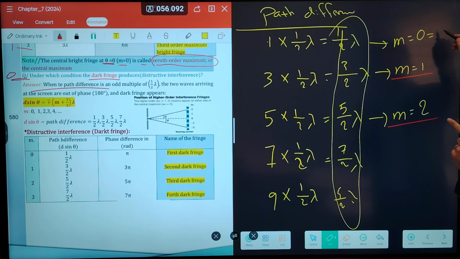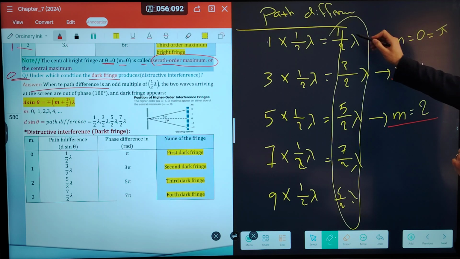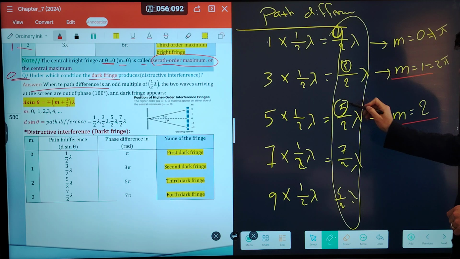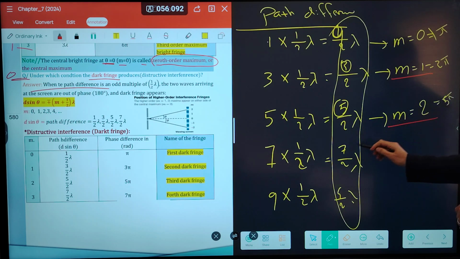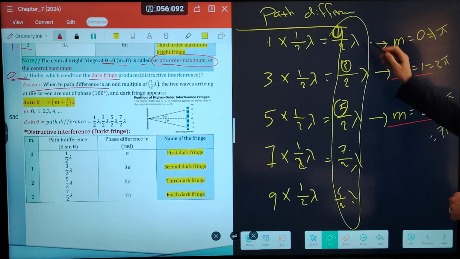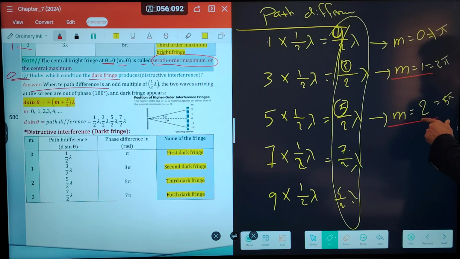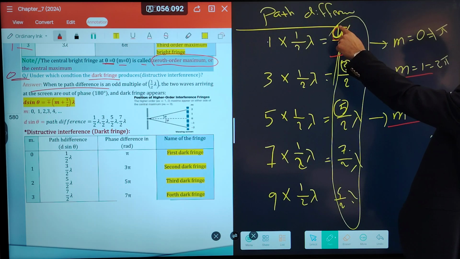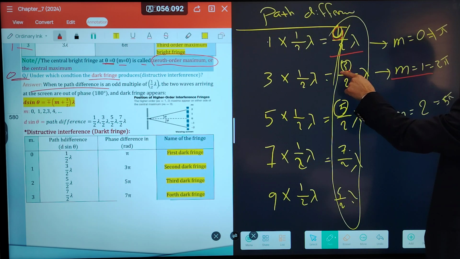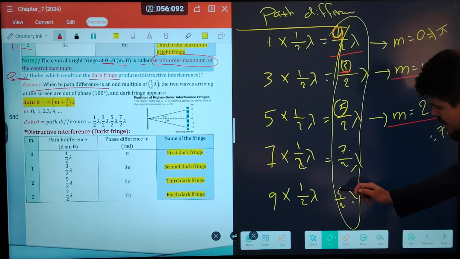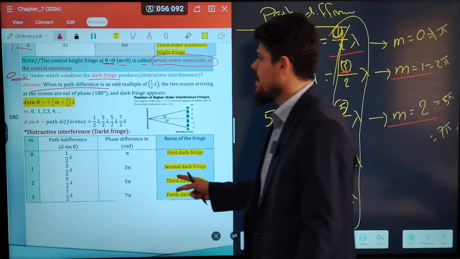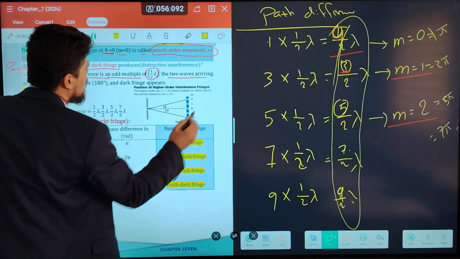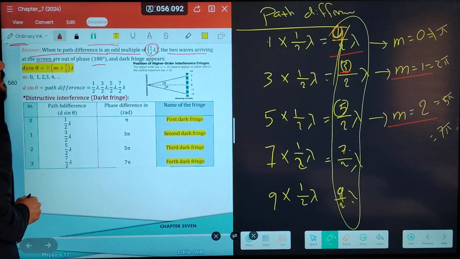And when M is equal to 0, phase difference is equal to what? Pi. What do we have here? 1 pi. Here, 3 pi. 5 pi. 7 pi. So you can take advantage of the path difference to determine the phase difference. Phase difference for 1 over 2 wavelength, M is equal to 0, first dark, is equal to what? In the numerator, what do we have? 1 pi. Phase difference for this one, 3 pi. For this one, 5 pi. For this one, 7 pi. Okay? When the path difference is an odd multiple of half wavelength, the two waves arrive at the screen out of phase and the dark fringe appears.